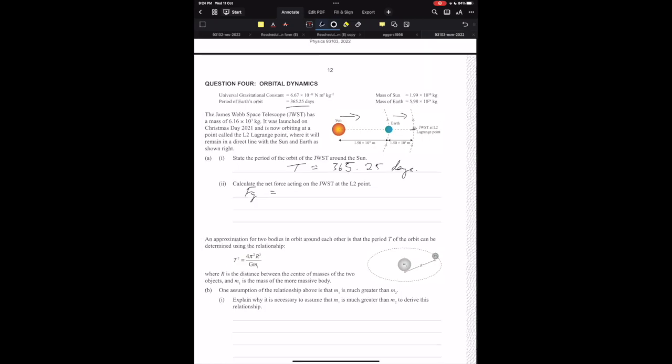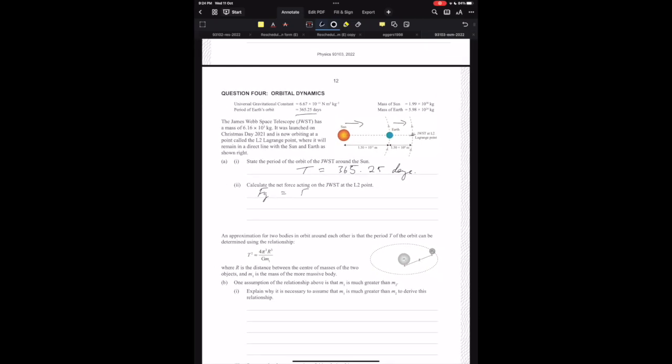So it would be Fg equals F Sun plus F Earth. So we have G m, and let's call that S for Sun, M, divided by R Sun squared, plus G m M Earth divided by R Earth squared. And then we can factorize out G and m, just because it makes the substitution easier: G m times (M_S over R_S squared plus M_E over R_E squared).